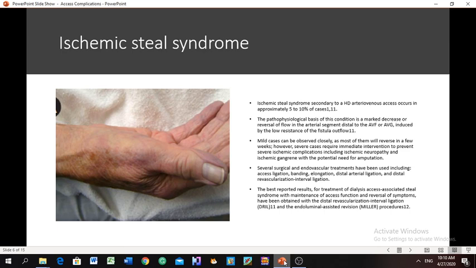Several surgical and endovascular treatments have been used, including access ligation, banding, distal arterial ligation, and distal revascularization interval ligation. The best reported results for treatment of dialysis access-associated steal syndrome, with maintenance of access function and reversal of symptoms, have been obtained with distal revascularization interval ligation and endoluminal assisted revision.